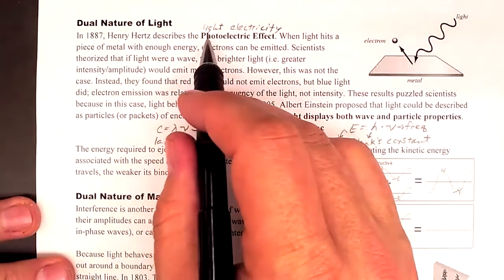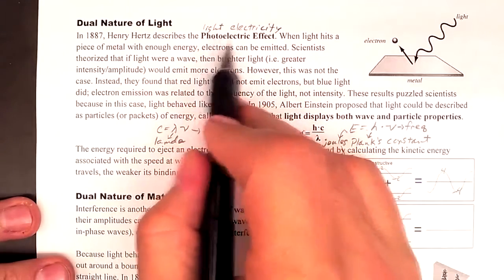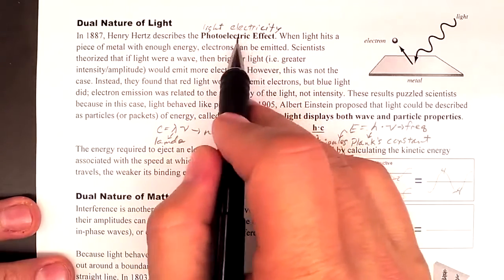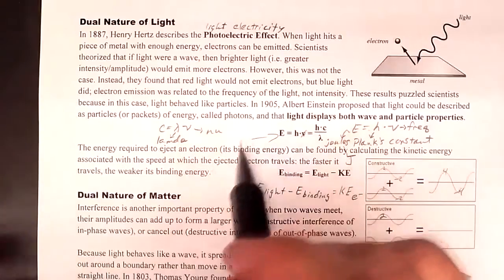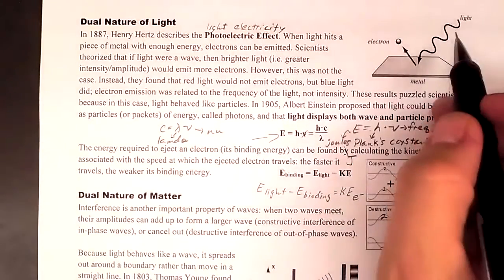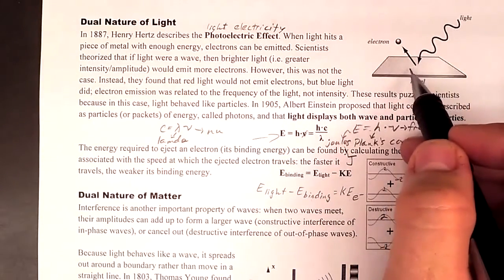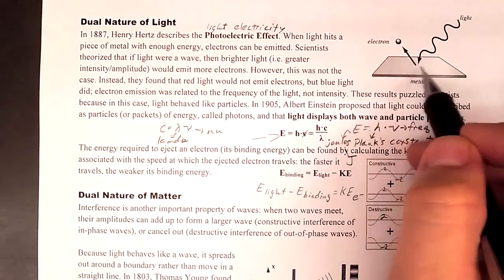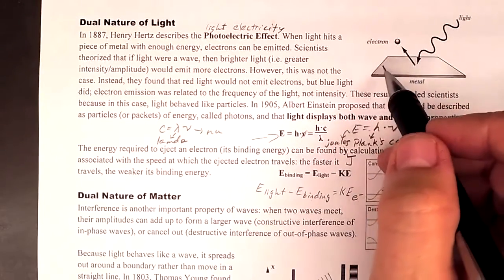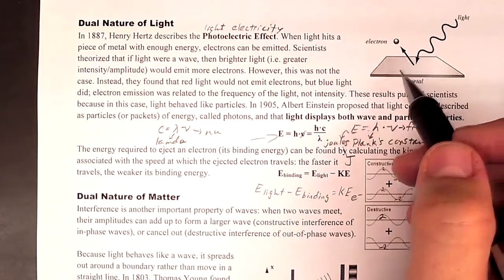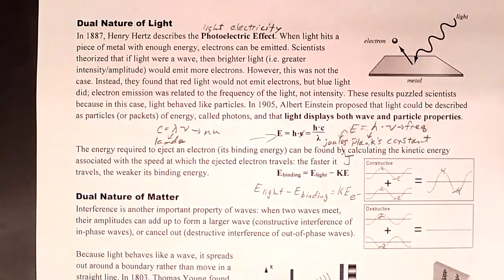So the photoelectric effect involves light, photo, and electricity or electrons, electric. And here's the story. It was discovered that if you shine certain kinds of light on certain metals, you get electrons running around or even jumping off. And that's why it was called the photoelectric effect. Now, everybody knew that light was a wave.